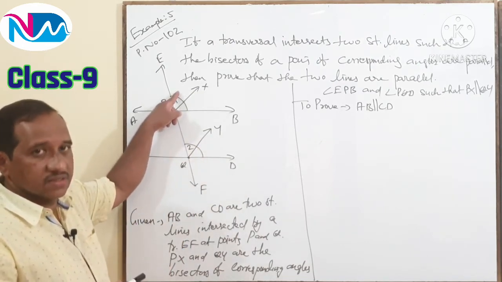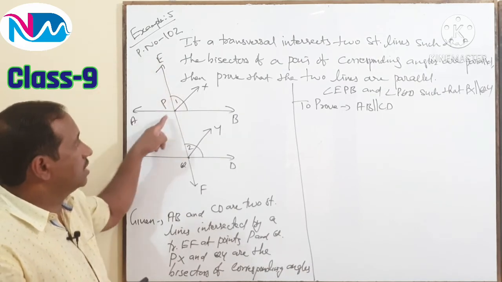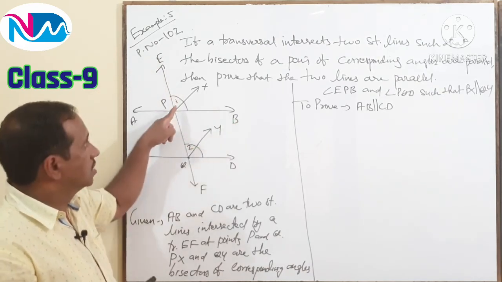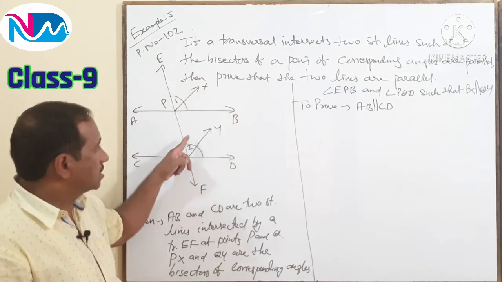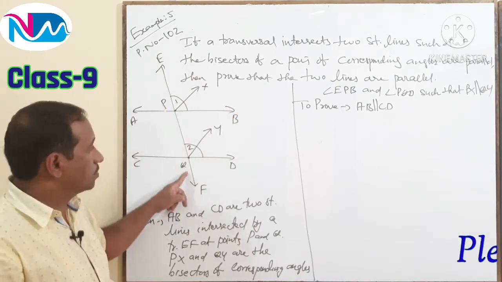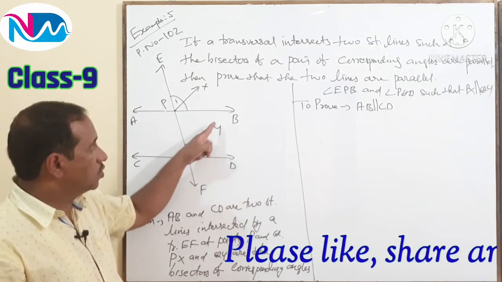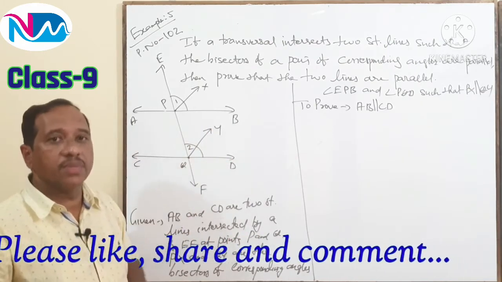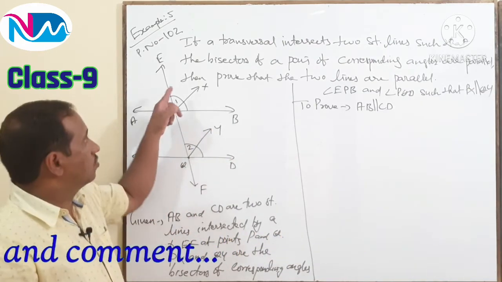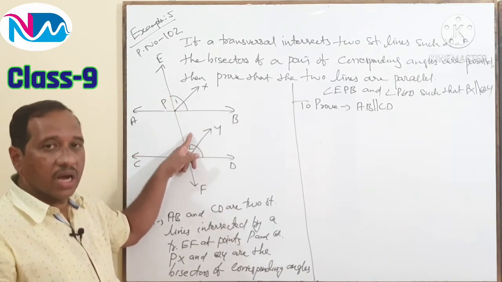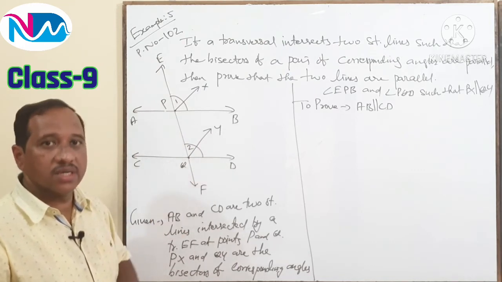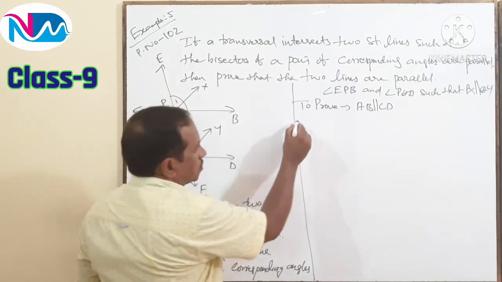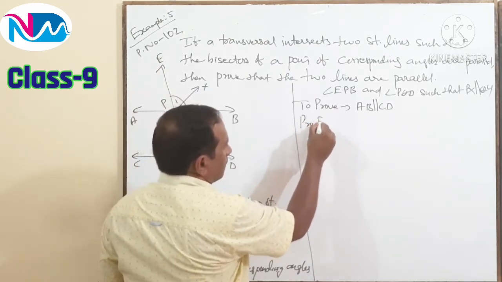Angle 1 is half of angle EPB because PX is the bisector of angle EPB, and angle 2 is half of angle PQD because QY is the bisector of angle PQD. So angle 1 and angle 2 are the halves of a pair of corresponding angles. So I go to the proof directly.